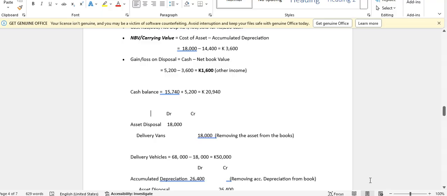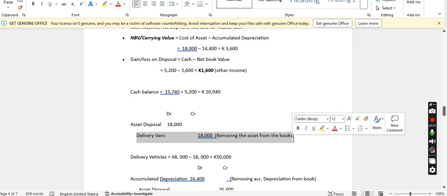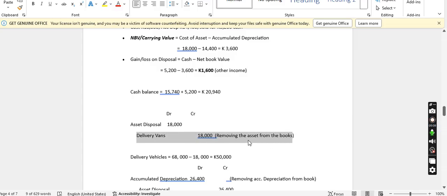Okay, so yes, the journal entry: we debit the asset disposal account, and we credit the delivery vans. All right, we're removing the delivery van from the books.